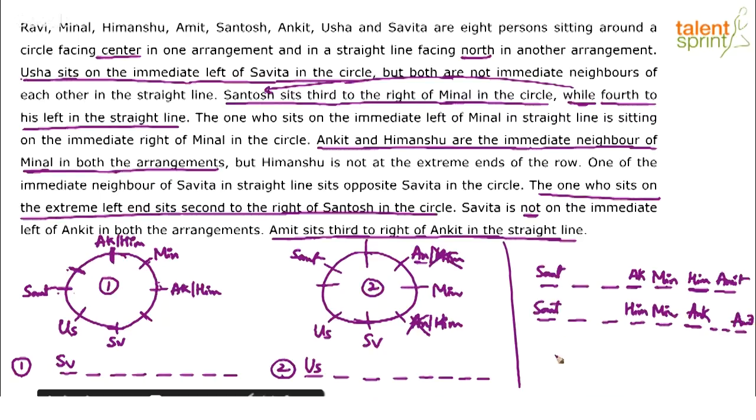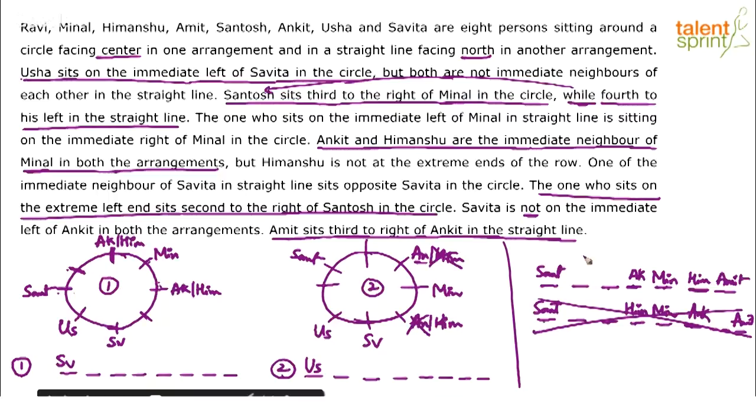The problem here is we have got more than 8 seats. You see 1, 2, 3, 4, 5, 6, 7, 8, 9, which is not possible because there are total 8 persons. So going by this last point which says Amit sits third to the right of Ankit in the straight line, this case is ruled out. So clearly the order is this: Santosh, dash dash, Ankit, Minal, Himanshu, Amit. Right, it satisfies the last point. Amit sits third to the right of Ankit in the straight line.